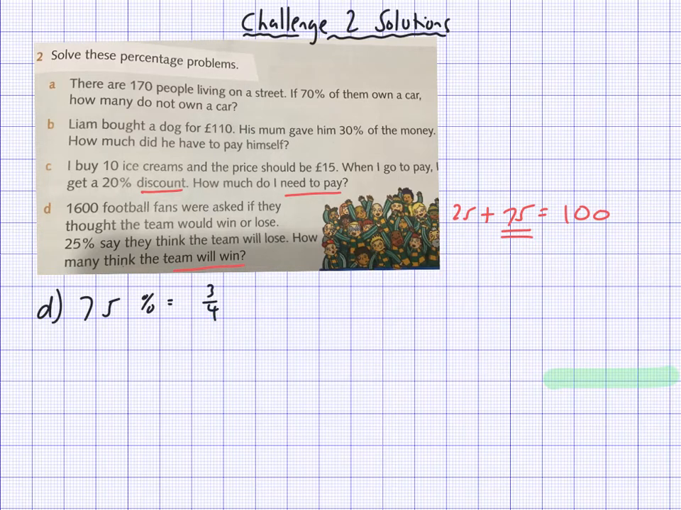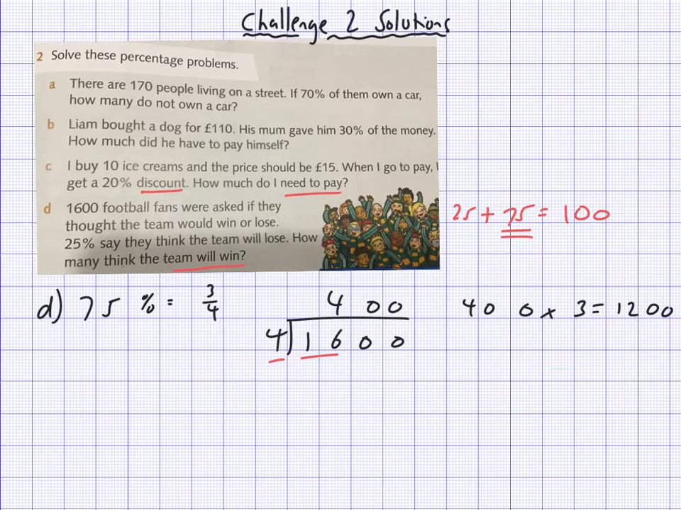I'm going to start off by dividing by the bottom. So 1,600 divided by 4. Now hopefully you'll see your tables knowledge coming in straight away here, because you know 16 divided by 4 is 4. This number is just 100 times bigger, so that gives me 400. Then I'm going to multiply that by 3. I know from my tables that 4 times 3 is 12. This number is 100 times bigger, so I know that it's going to be 1,200 for my answer there. So that's 3/4 of 1,600 is 1,200.